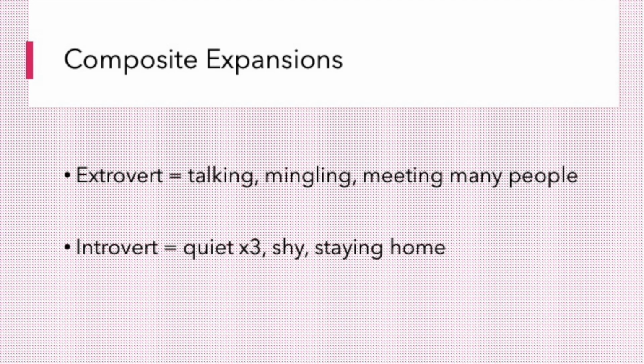Some English words do not have a direct translation into one sign, and the concept must be built through a combination of signs. Two examples of this sort of composite expansion in ASL are applied to the English words extrovert and introvert, which are expressed by combining a series of temporal signs. Talking, mingling, and meeting many people is how we sign extrovert, while quiet, shy, and staying home is how we express introvert.